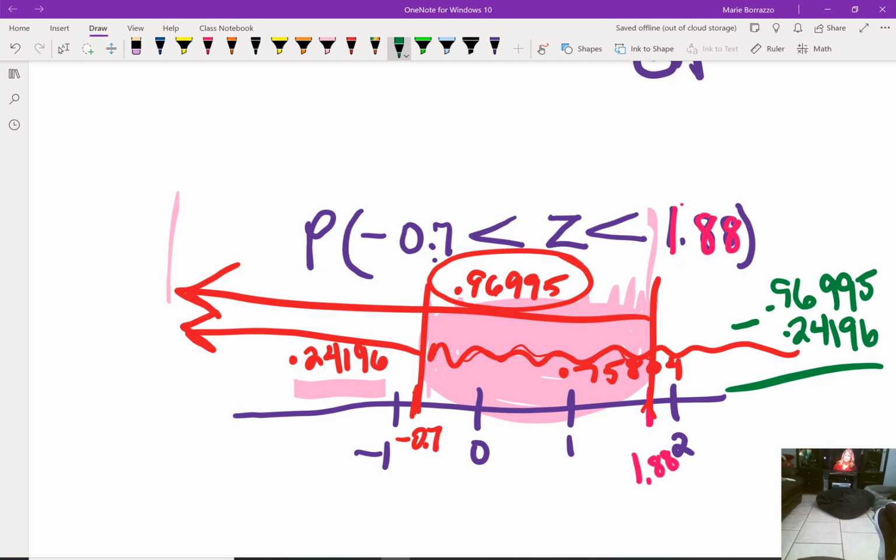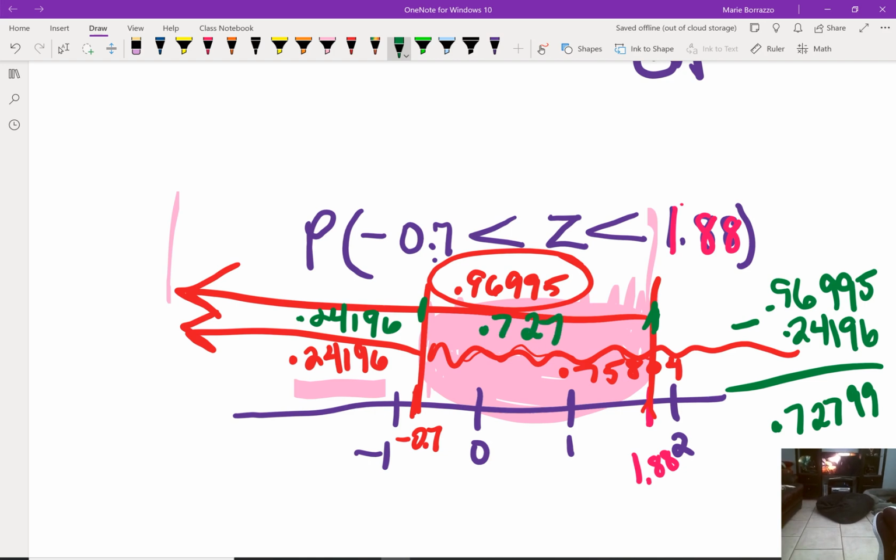So let's see here. So again, 0.96995 minus 0.24196, I get 0.72799. So in other words, if I divvied this up, I would have the 0.24196 for the top part, and for this remaining little part from here to here, my remainder is 0.72799. Okay, so I hope this helps you a little bit.